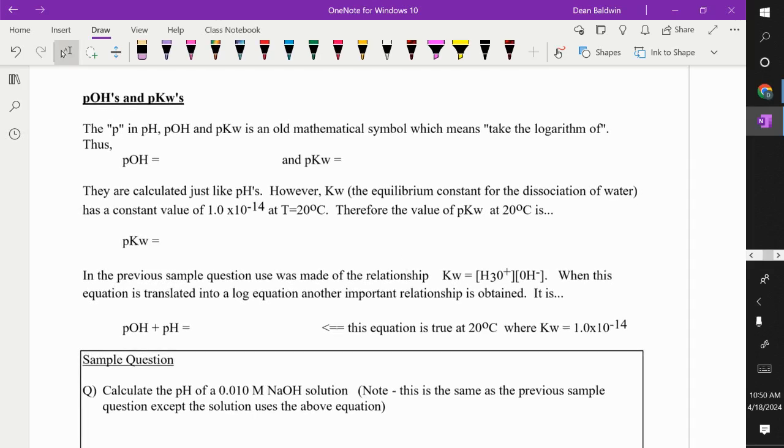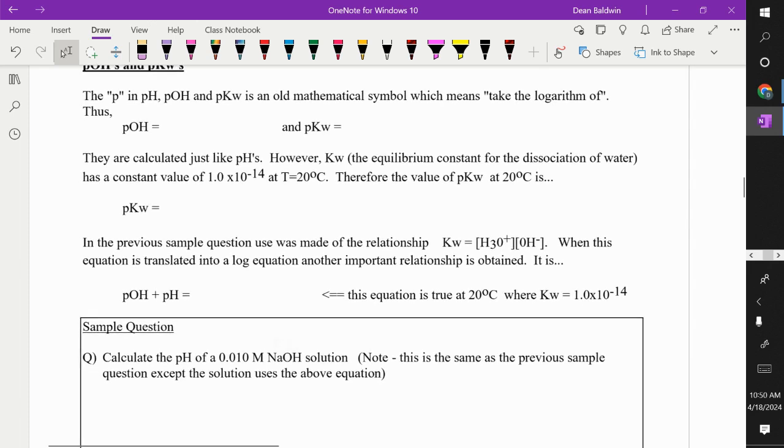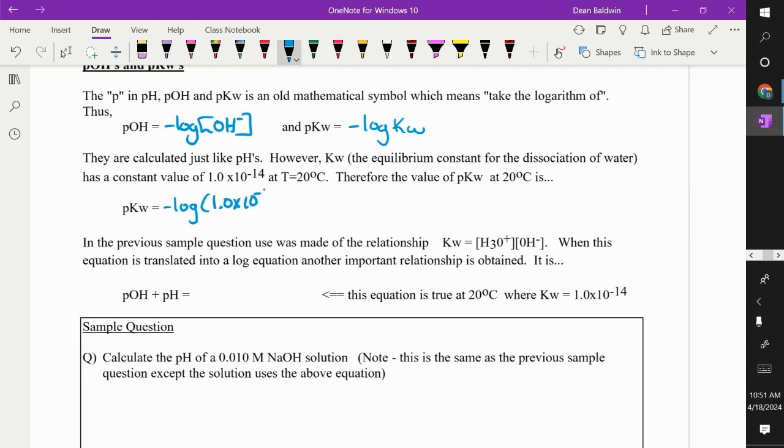Okay, so there are pOHs. All the P means is log it. It's an old school way of logging. So pOH is negative log concentration of OH minus. The pKw is negative log of the Kw. So it's the exact same thing. So what is the pKw? It's going to be negative log of 1.0 times 10 to the minus 14, which is going to give me 14.